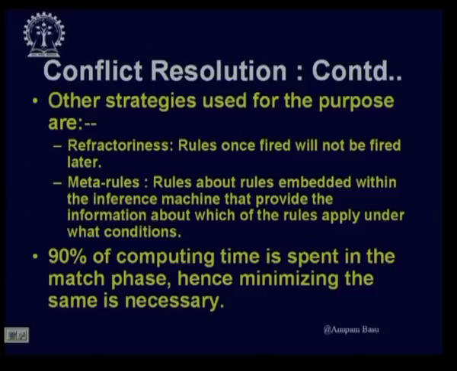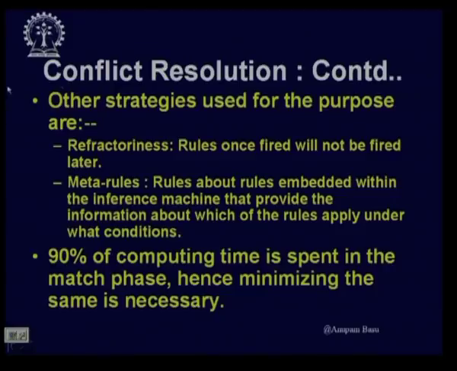The other strategies that are used for this purpose are refractoriness. This term means that rules which are once fired will not be fired later. We have seen this in the earlier lecture. Okay. That is one thing. Another very important approach is to use meta rules. What is meant by meta? Meta knowledge means knowledge about knowledge. So, it is another level higher.